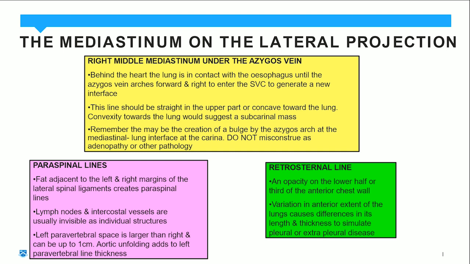The retrosternal line is an opacity on the lower half or third of the anterior chest wall. Variation in anterior extent of the lungs can cause differences in its length as well as thickness, and this may simulate pleural or extrapleural disease.